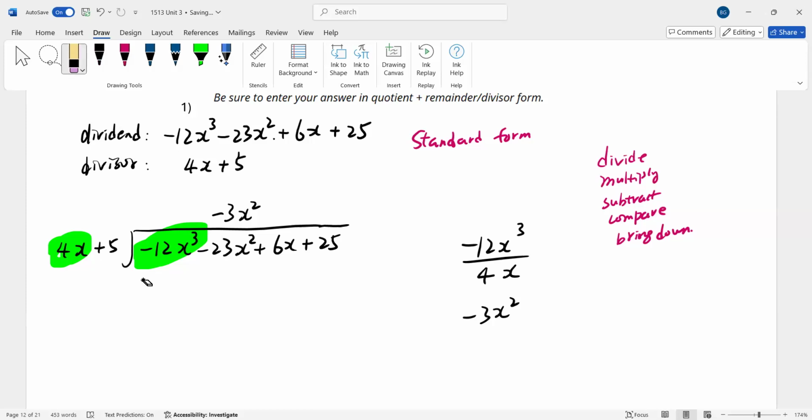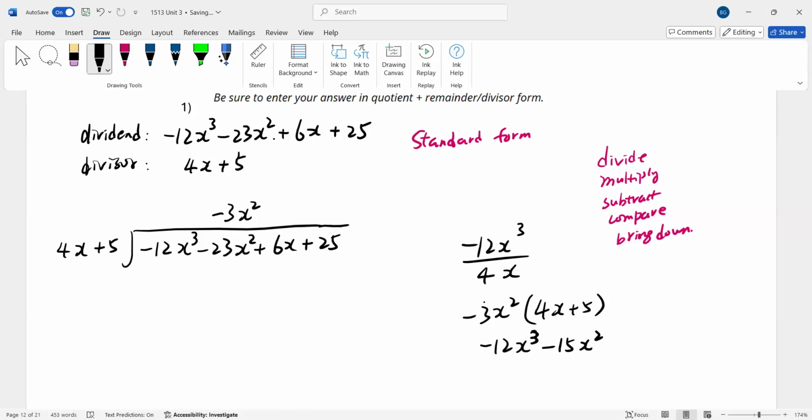Okay, so multiply. Multiply what by what? Multiply the quotient, which is the gap, by the divisor. -3x squared times 4x plus 5. Distribute. -3 times 4, -12. x squared times x, x cubed. -3x squared times 5, -15x squared. And we place the product right under the dividend. Again, make sure all the like terms are vertically aligned. -12x cubed minus 15x squared.